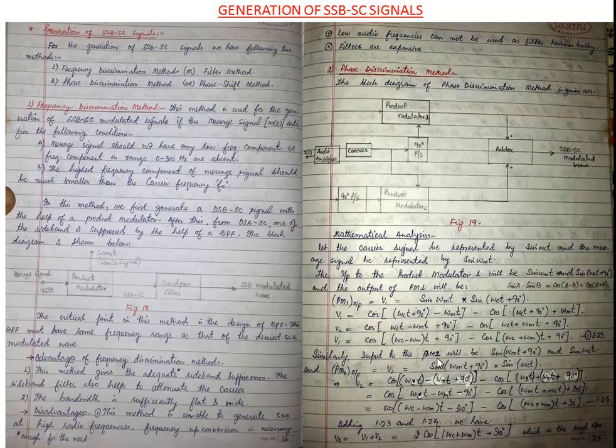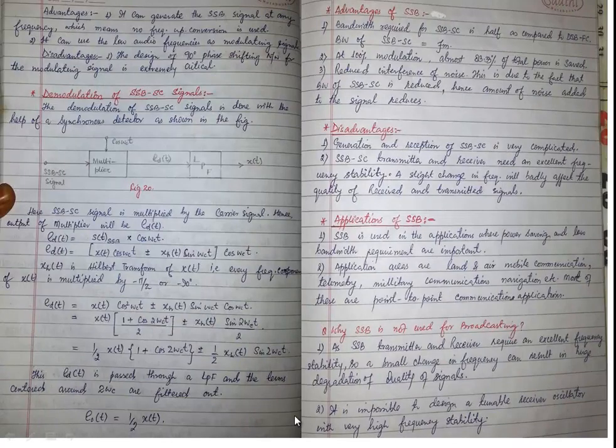Similarly, the input to product modulator 2 will be sin (omega m t plus 90) and sin omega c t, wherein the message signal is being fed out of phase by 90 degrees. Applying the same formula, sin A sin B, we get V2 equal to cos (omega c minus omega m) t minus 90 degrees plus cos (omega c plus omega m) t plus 90 degrees. Adding these two equations, because we have an adder over here, we have 2 times cos (omega c plus omega m) t plus 90 degrees, which is your required expression. Advantages and disadvantages, you can see over here.